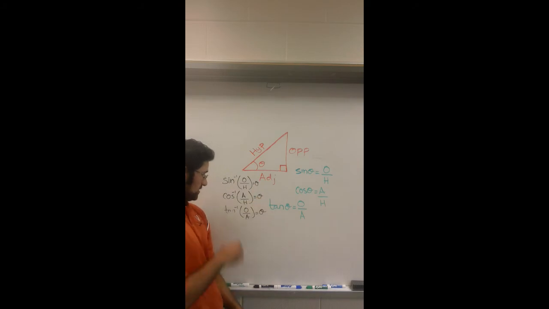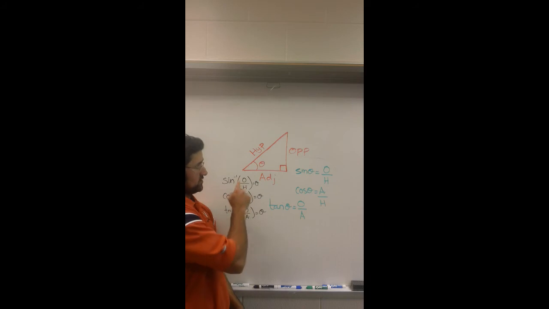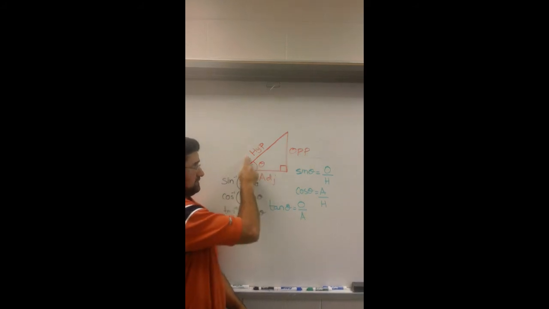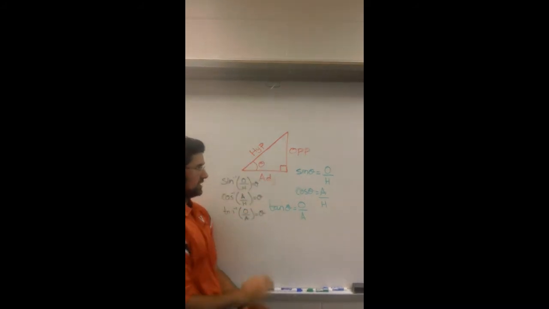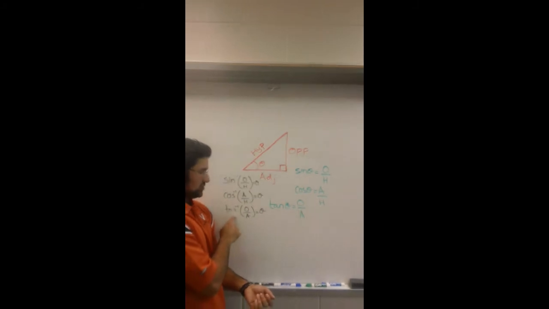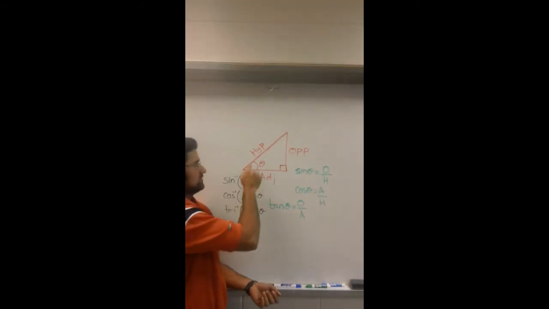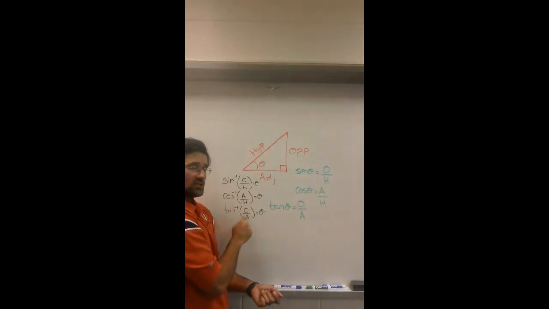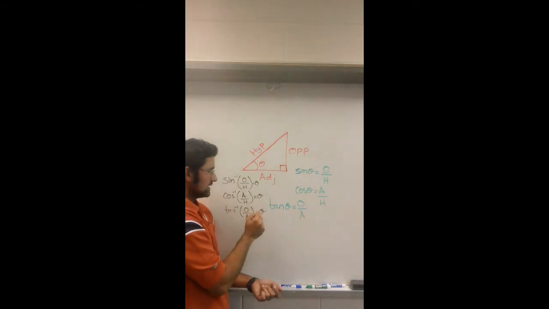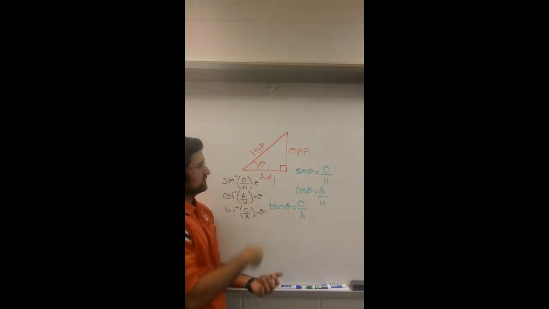Or your other option is inverse cosine. Inverse cosine is adjacent over hypotenuse. So if you do inverse cosine of this side divided by this side, you're going to get your angle. And finally, inverse tangent of opposite over adjacent. So if you have the opposite side and the adjacent side, you divide the opposite side by the adjacent side, and you do inverse tangent on your calculator. That's also going to give you the angle. So you have three different ways to do it.